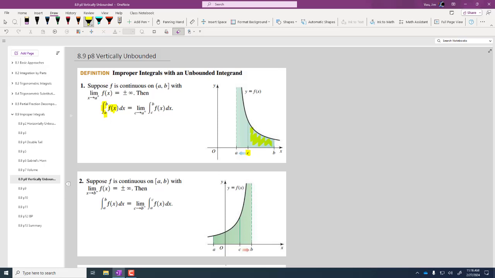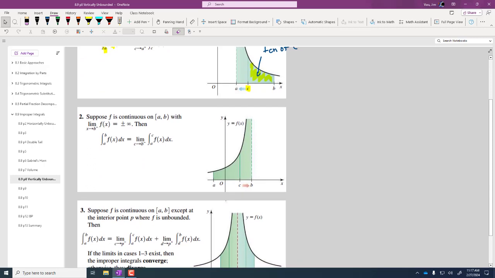We're going to get a function. So this area in here is going to be a function of C. And then we're going to let C approach A and see if that limit is finite or infinite. So same idea, but it's just not as obvious because your limit of integration is not infinity or a negative infinity.